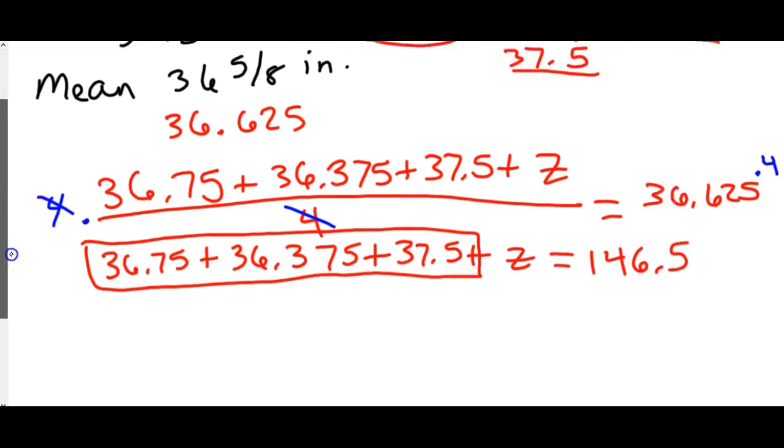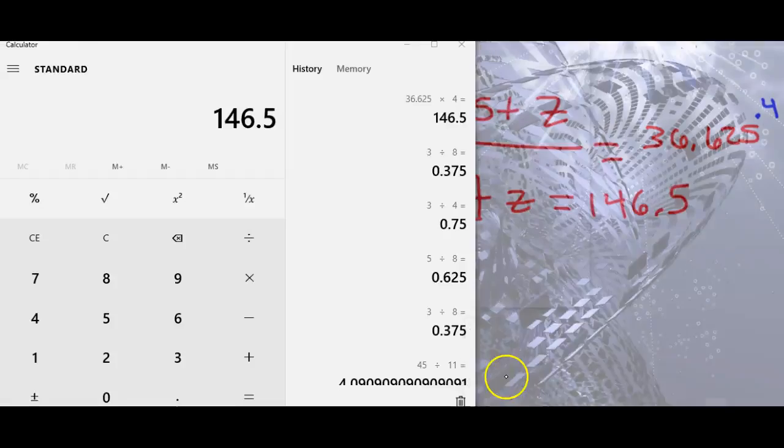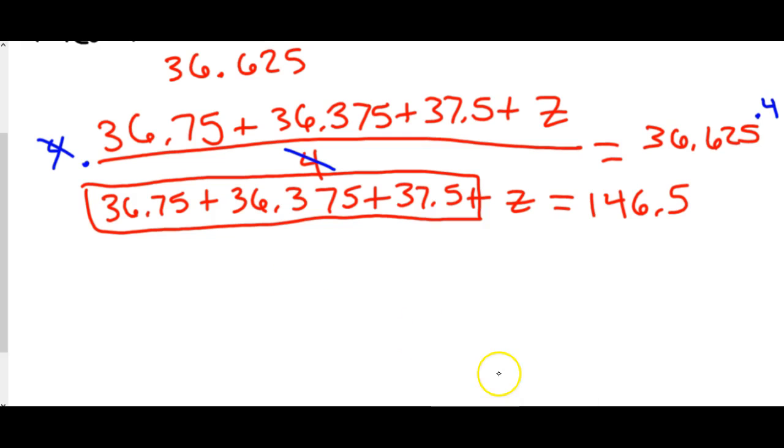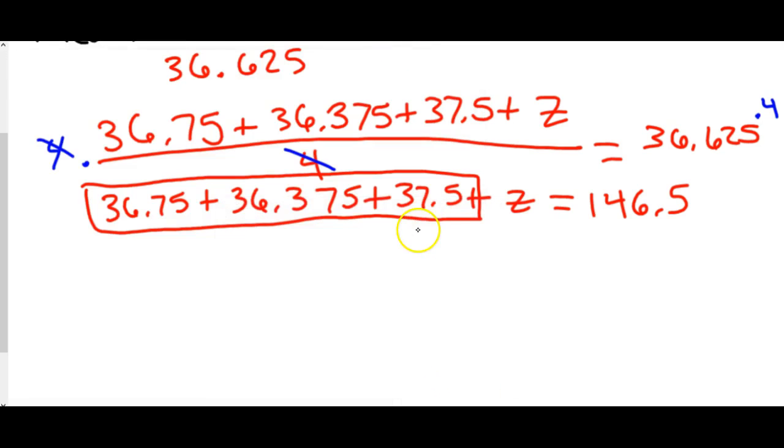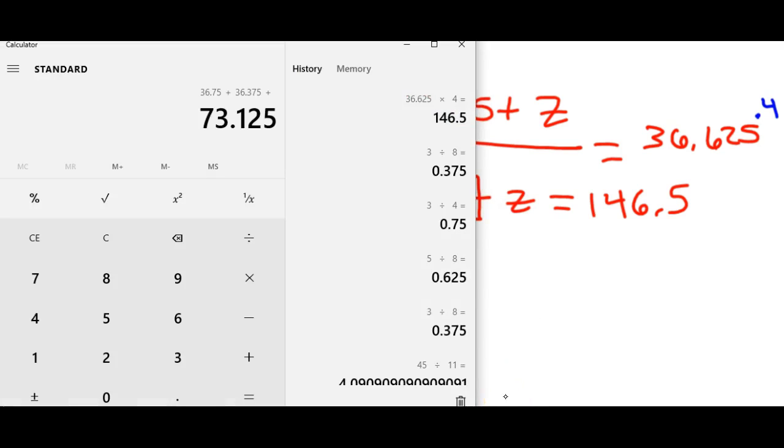So now all these things on the left are like terms. They can combine together. So we want to add 36.75 plus 36.375 plus 37.5, which is 110.625.